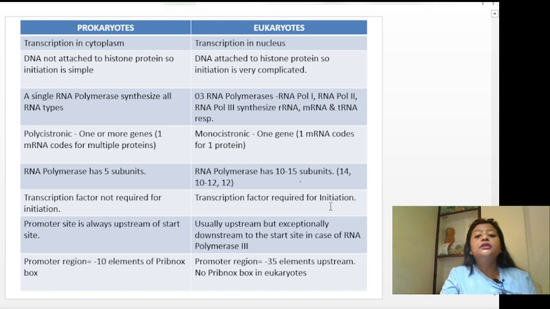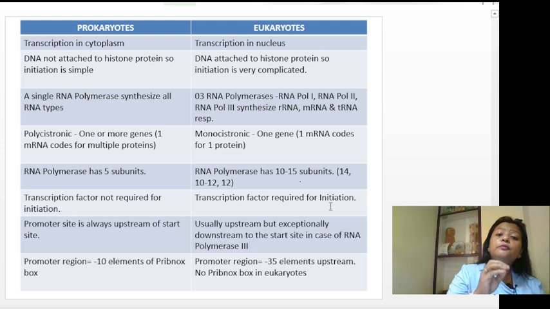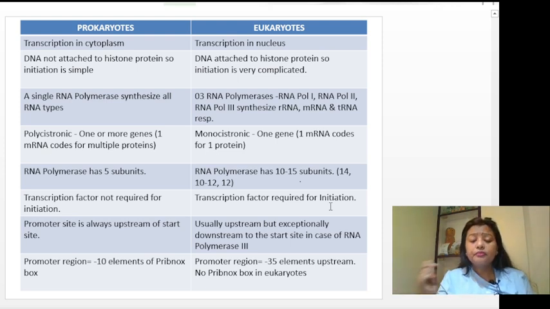Now, the differences between prokaryotes and eukaryotes. As I've told you, in prokaryotes it occurs in the cytoplasm. Remember, transcription occurs in the cytoplasm in prokaryotes. But in eukaryotes, first it occurs in the nucleus, and then from the nucleus it moves on to the cytoplasm and ribosome. And in prokaryotes, it is not so complicated. Why?